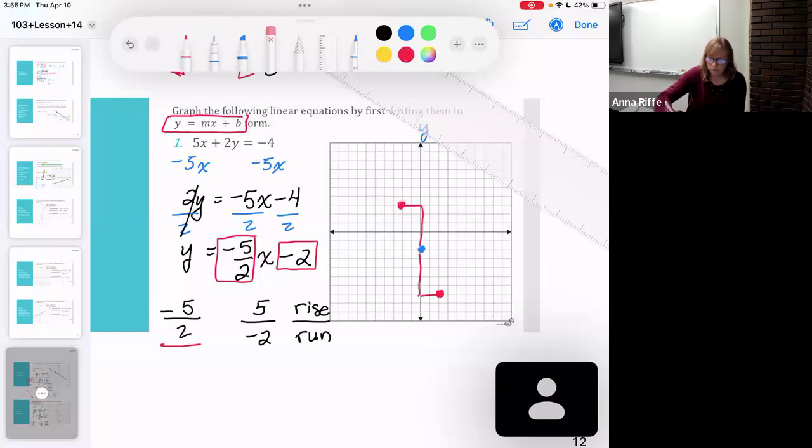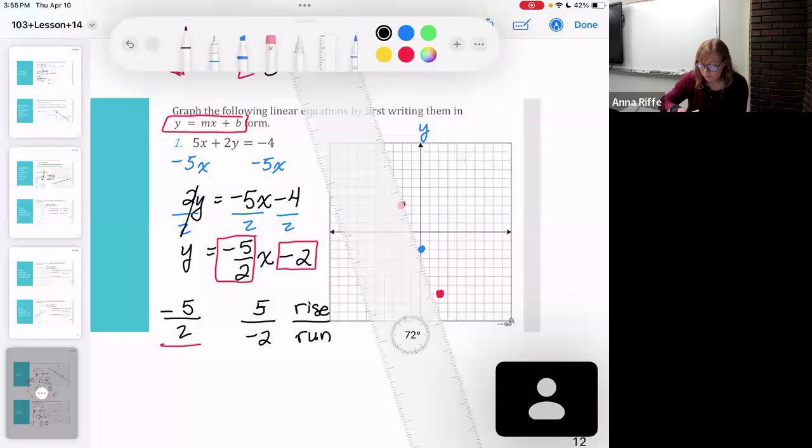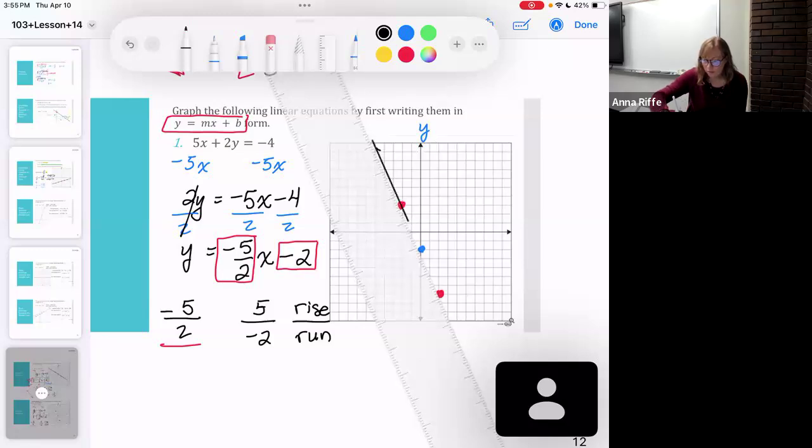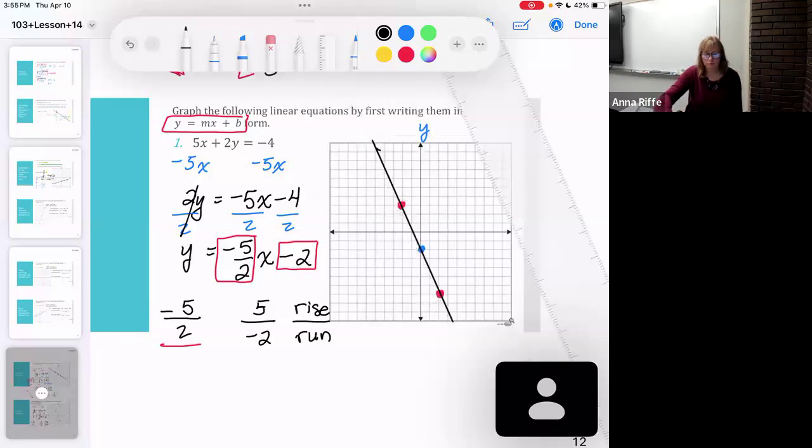So I'm going to connect the dots with a straight line. And as long as you can connect all 3 dots with a straight line, you probably figured out those points correctly. We okay with that? Okay. Great.